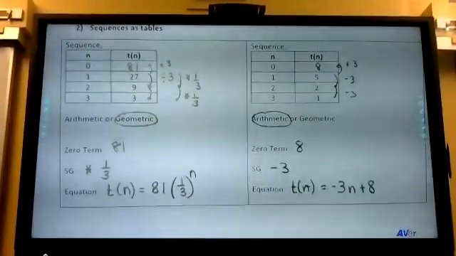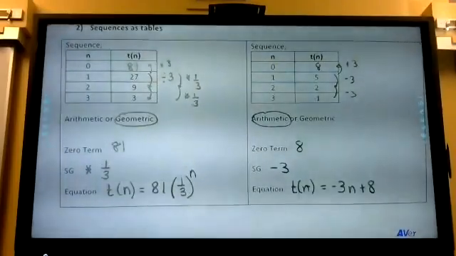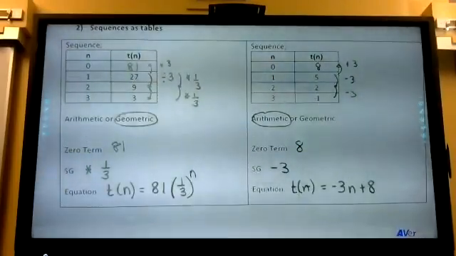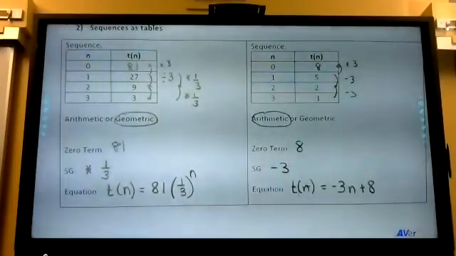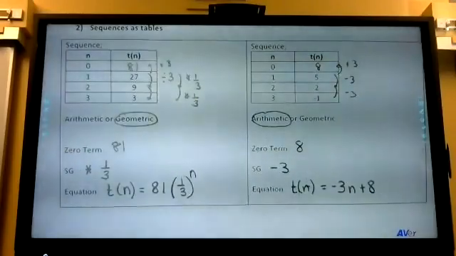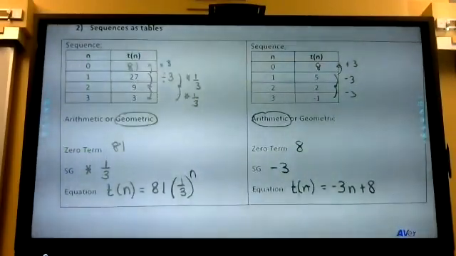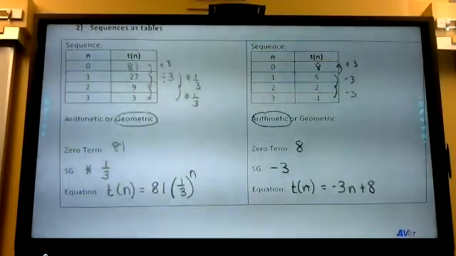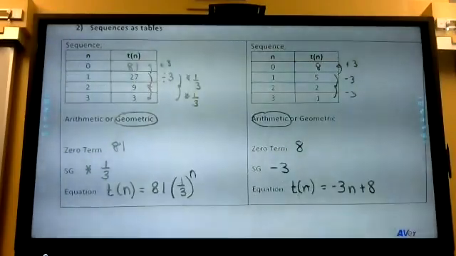All right, welcome back, Algebra 1. I want you to check your answers. You should have noticed that this is an arithmetic sequence because you're always subtracting 3. You have to work backwards to get your 0 term. And then your equation is just y equals mx plus b, or t of n equals the slope, which is just the sequence generator, negative 3n, and then plus your zero term.